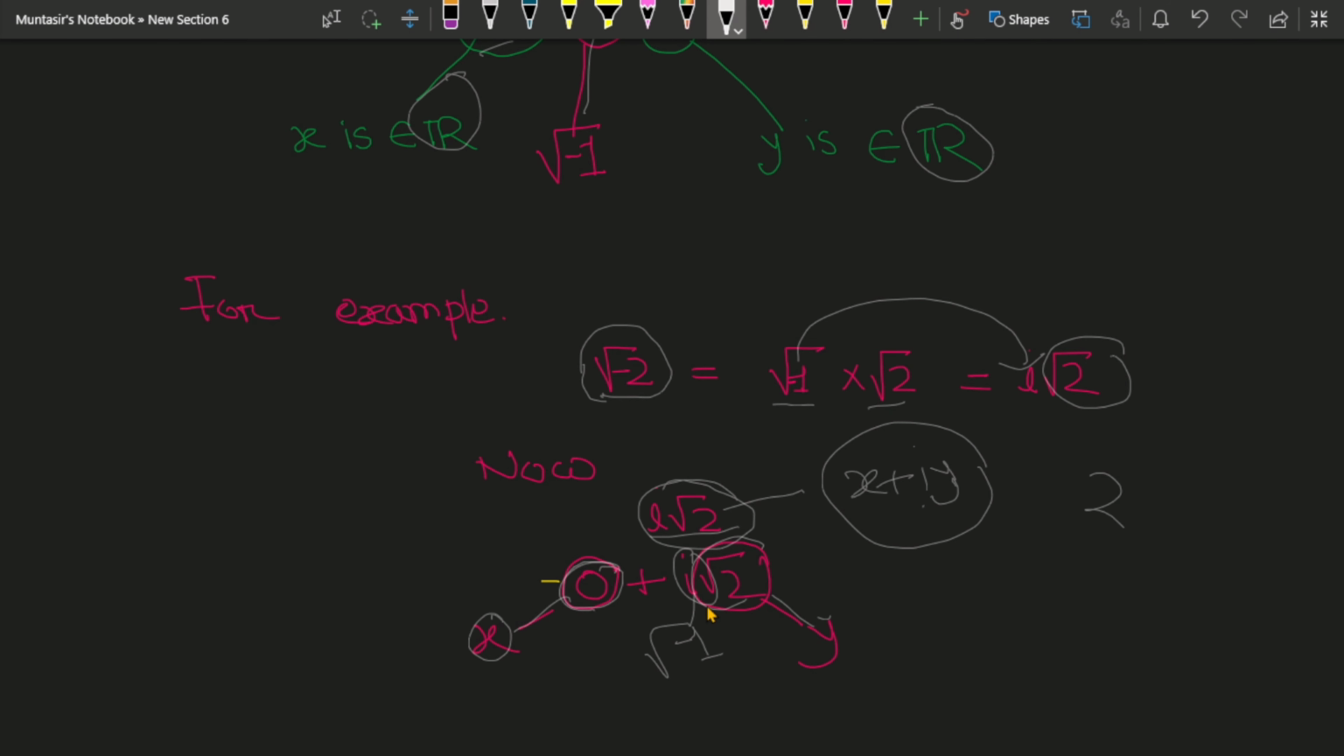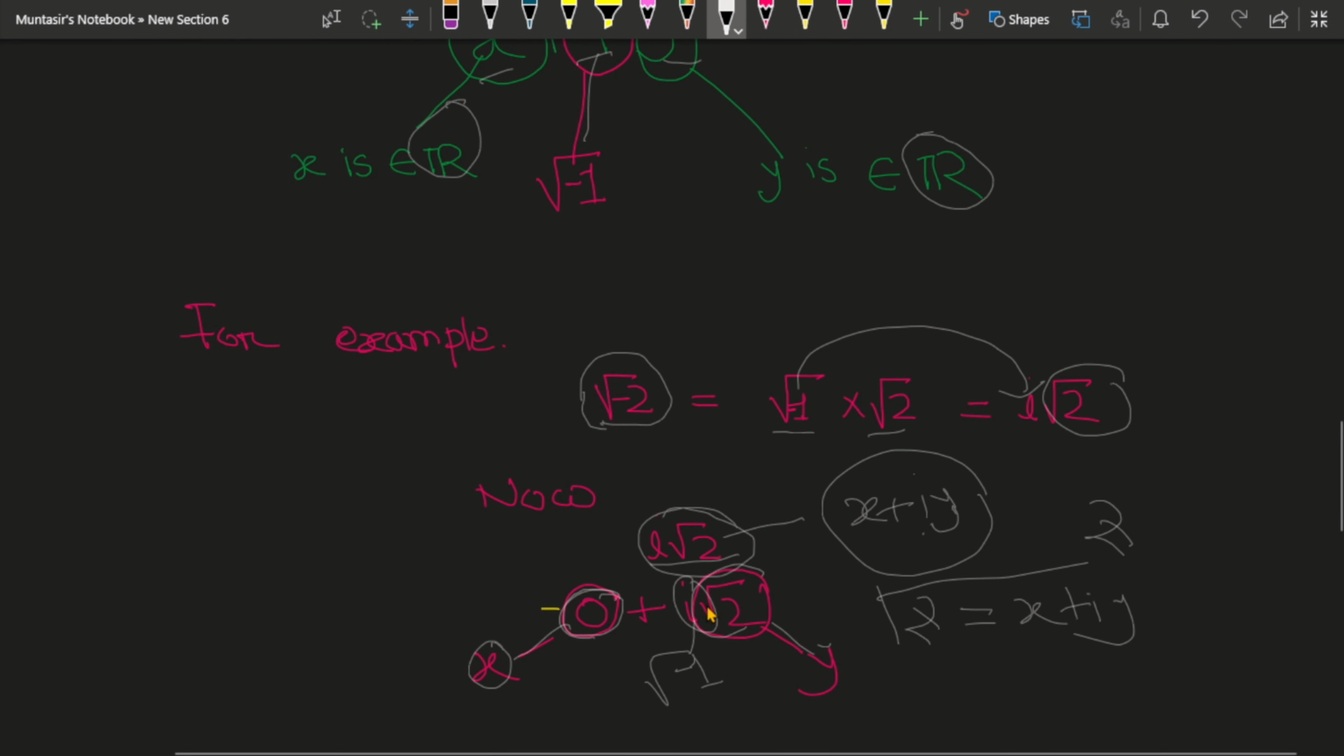And we denote complex numbers as z. So we say z is equal to x plus iy. It is the general form of all complex numbers.